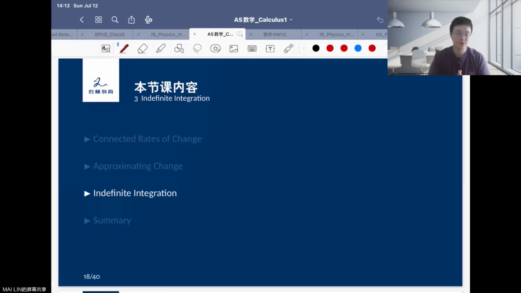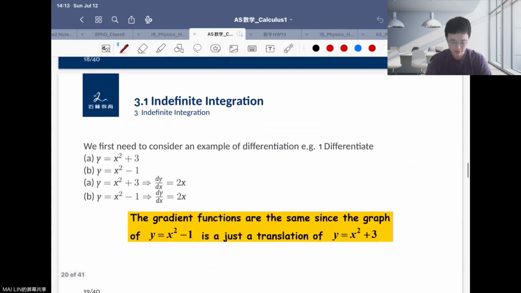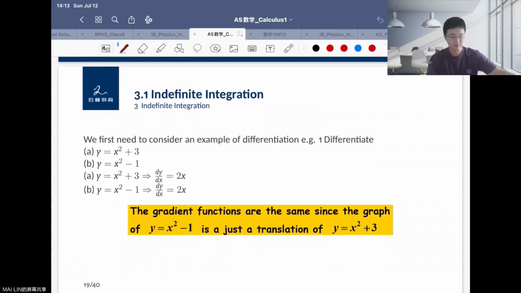Okay, hello guys. Today we are talking about indefinite integration. That's the first part of how to calculate integrations. Here we have the functions y equals x squared plus 3 and y equals x squared minus 1, right?